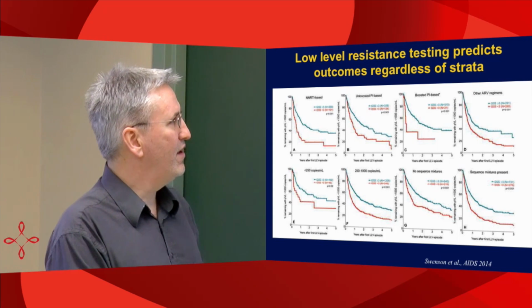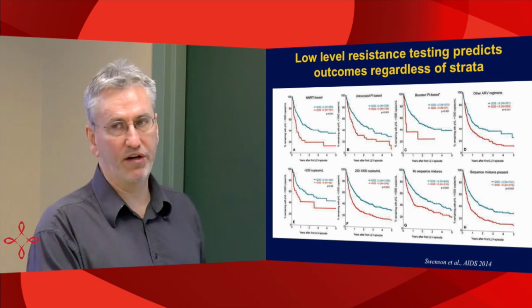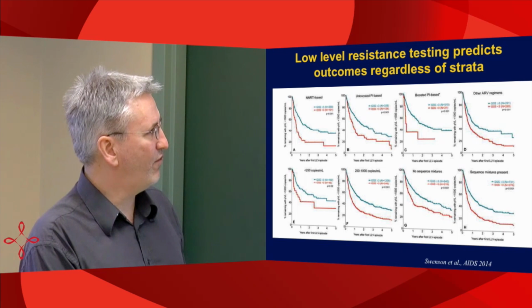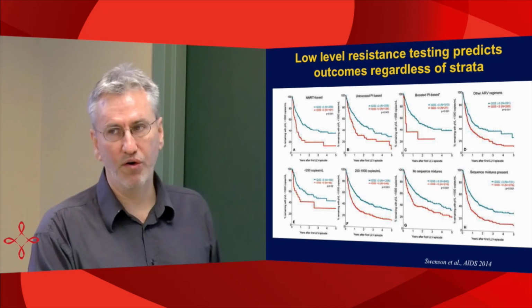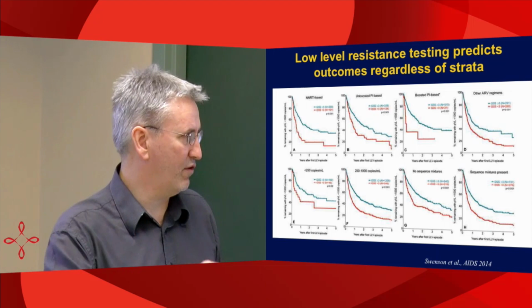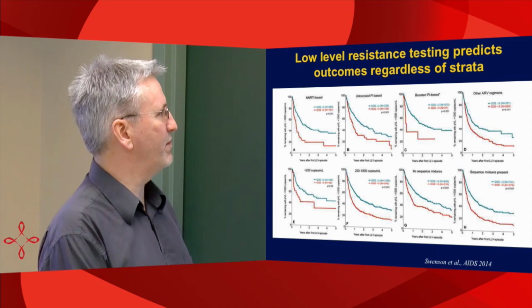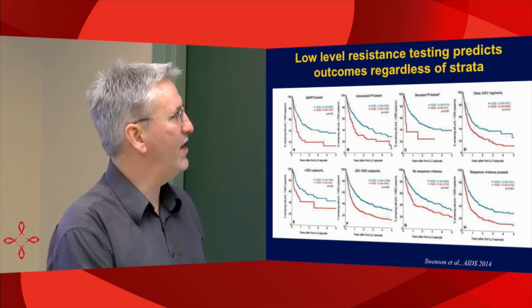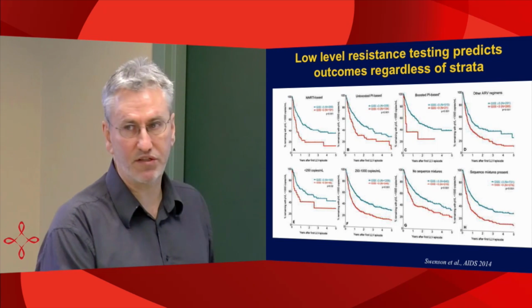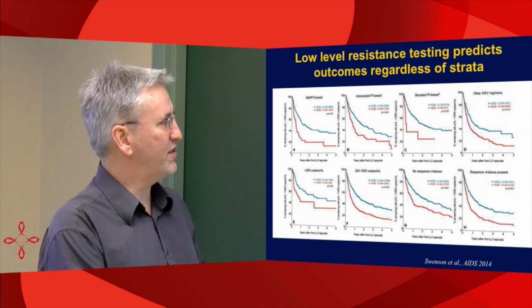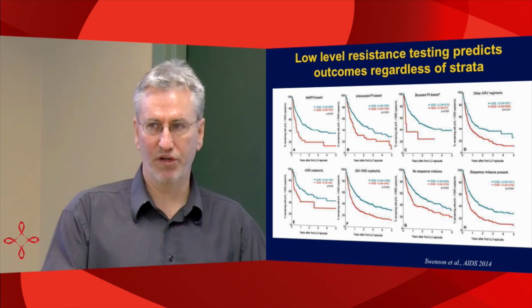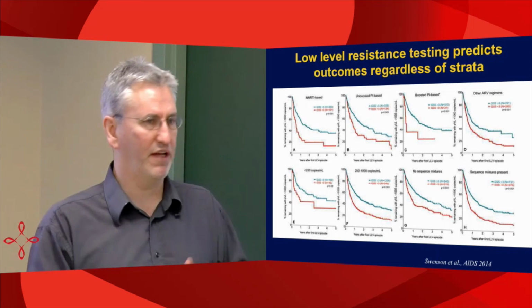We looked in this slide in people who were on NNRTI-based regimens, and this is the time that it took for patients to go from whatever their viral load was to above 1,000 copies per mil. And the blue line is if you don't have resistance to anything, and the red line is if you have resistance to something. And you see a clear distinction between the two. If you're resistant, you do worse than if you're not resistant, which makes a lot of sense.